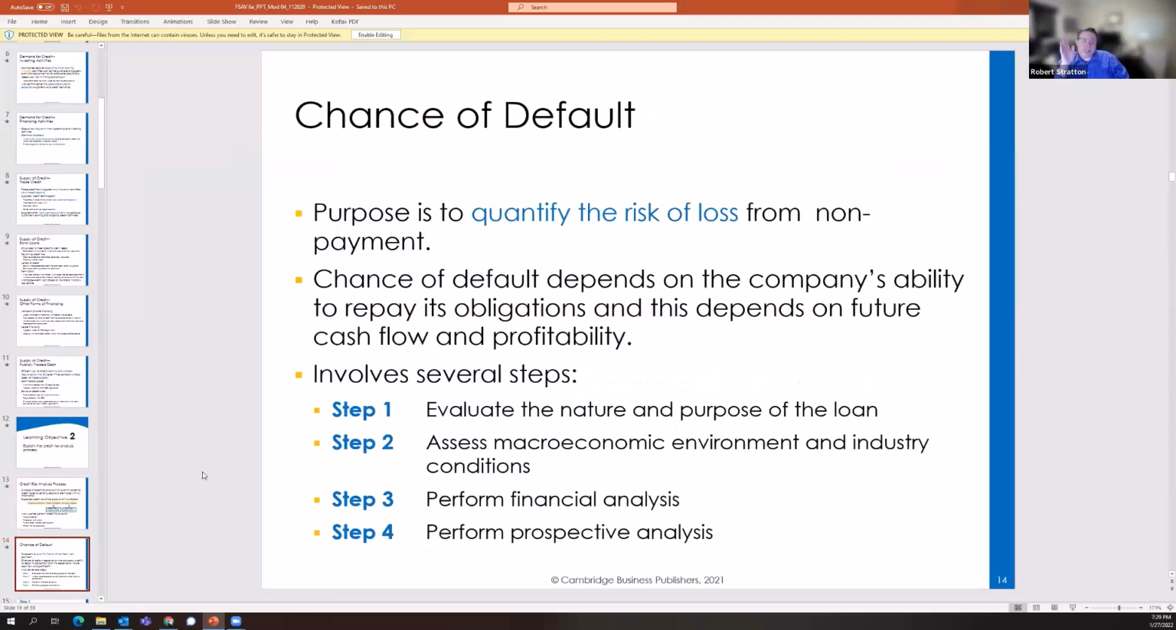So there are 4 steps with the chance of default to quantify this. It's a very abstract, general framework, because there's no set-in-stone way to do this. So just generally, step 1.